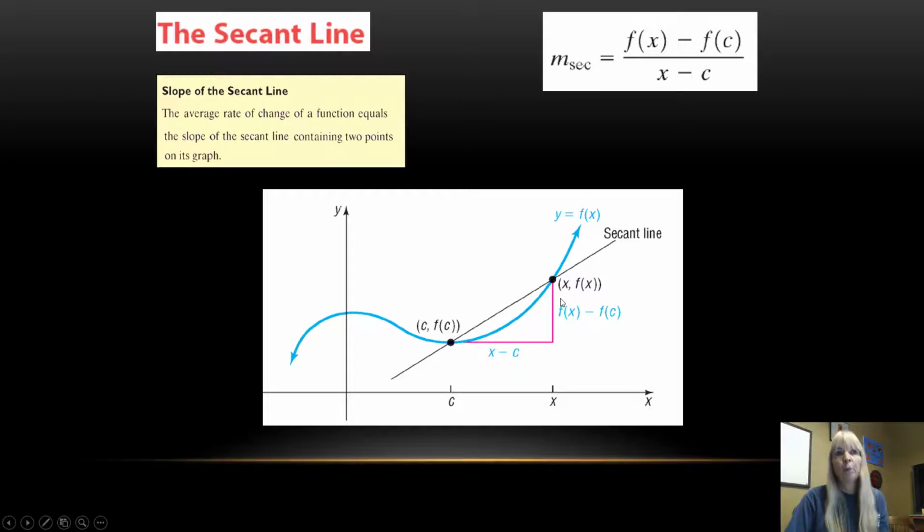When you have 2 points connected on a curve, that's called a secant line. Now, why do we care? Because I could say from this point C to that point X, on average, how is it changing by using the slope formula? And that's all this is. There are a whole bunch of different ways to write the slope of a secant line, depending on your 2 actual data points.